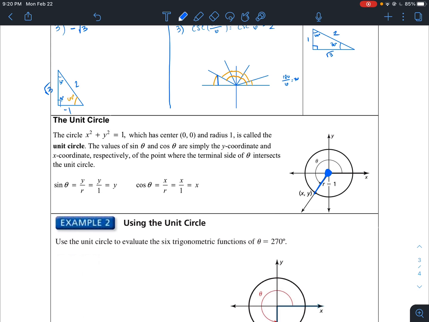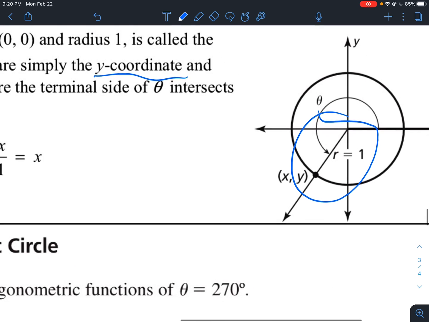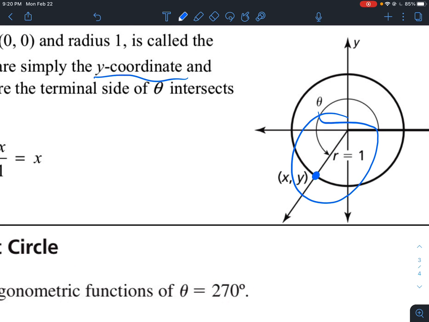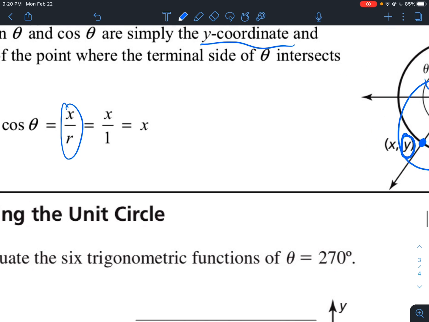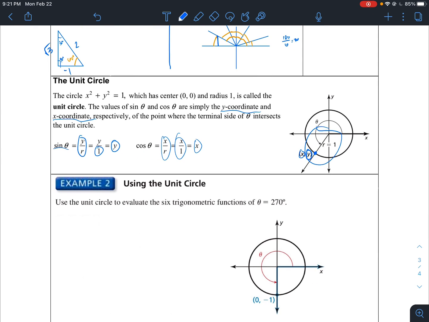The values of sine theta and cosine theta are simply the y coordinate and x coordinate respectively of the point where the terminal side intersects. So here's the thing: sine of theta is y over r, but if r is 1, then sine of theta is just whatever the y coordinate is of this point right here. Cosine will just be x. So that's pretty much what the unit circle says. It's really not too difficult.